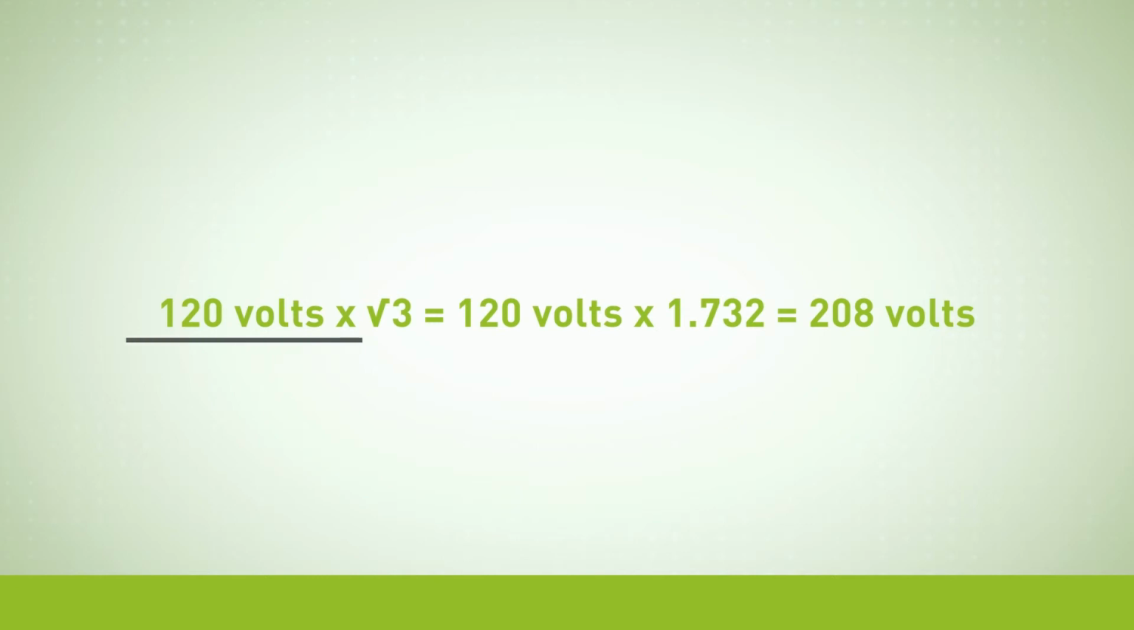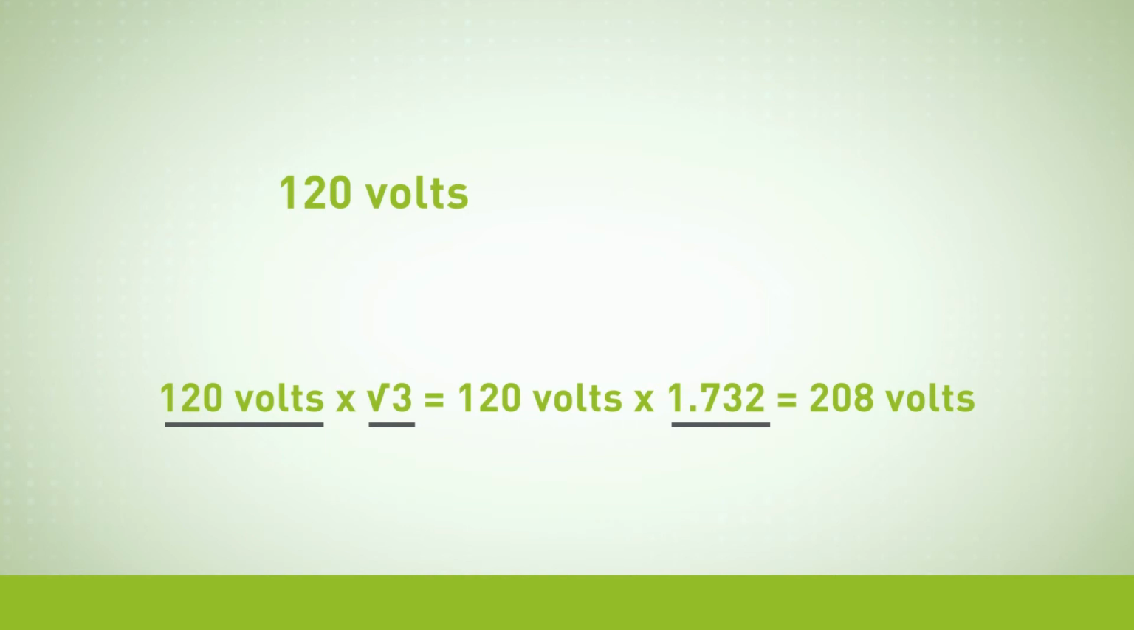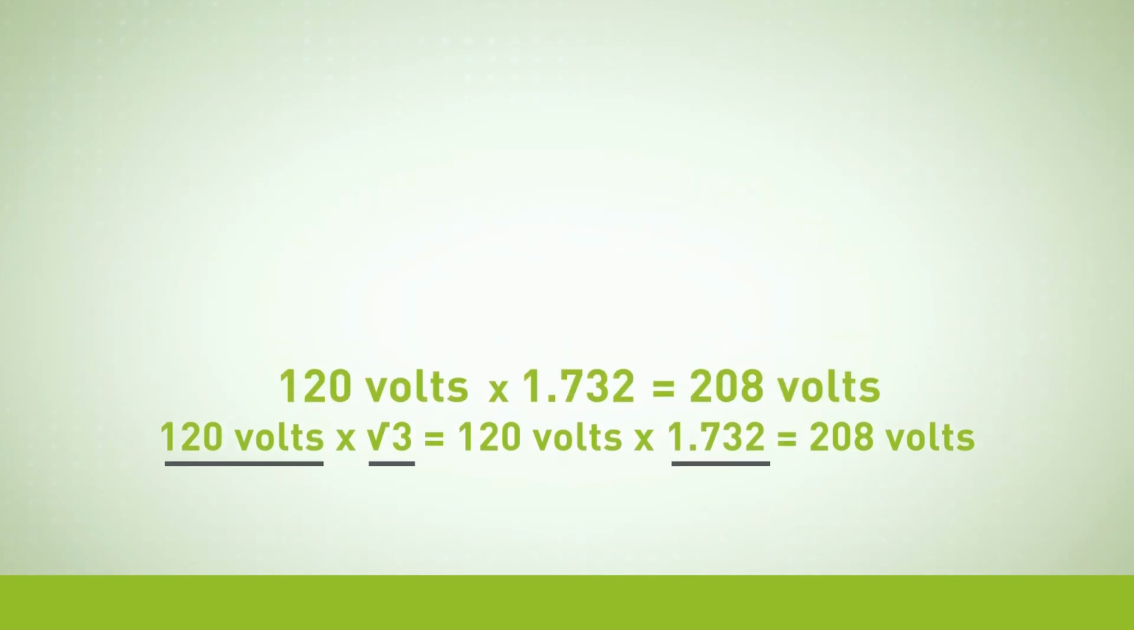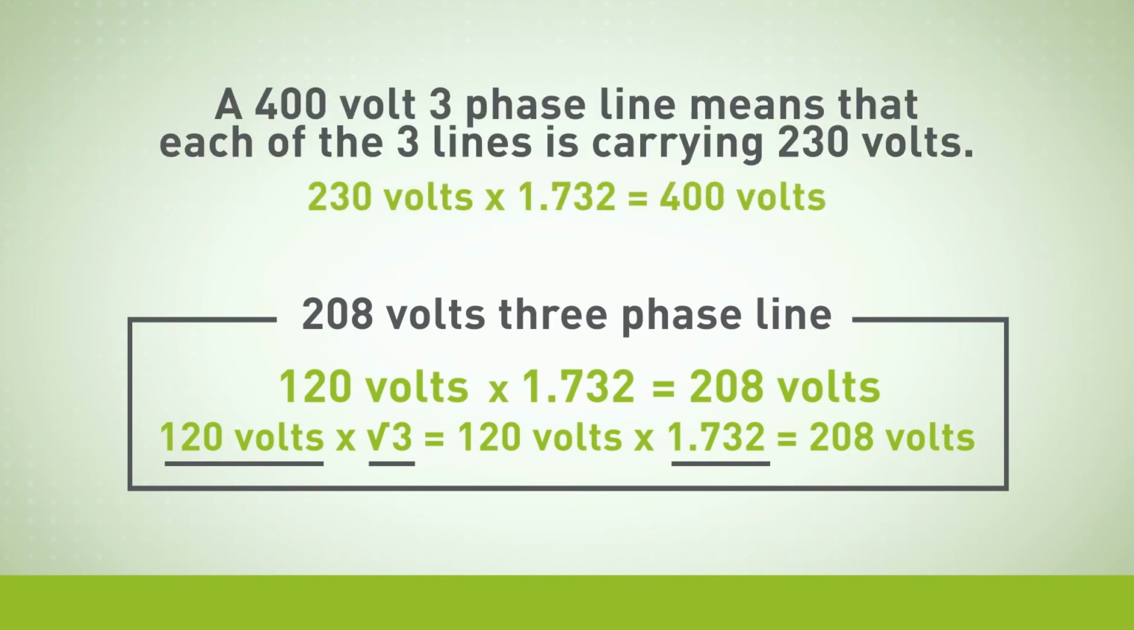The formula is volts times the square root of 3, which happens to be rounded off to 1.732. For two lines, each carrying 120 volts, the calculation for this is 120 volts times 1.732, and the result is rounded up to 208 volts. That's why we call it a 208 volt three-phase circuit or a 208 volt three-phase line. A 400 volt three-phase circuit means that each of the three lines are carrying 230 volts.